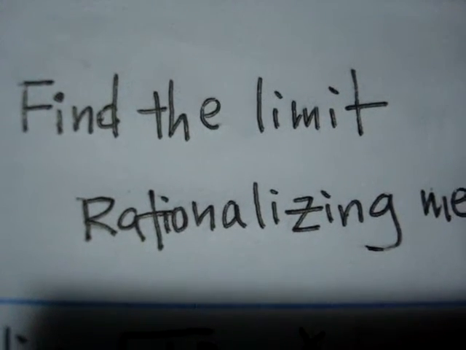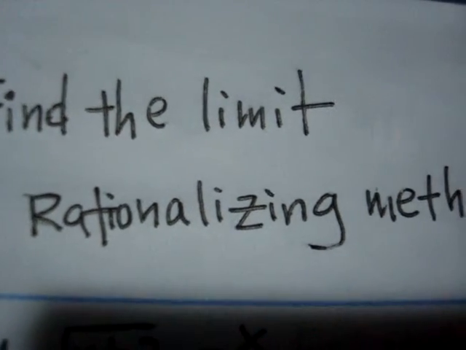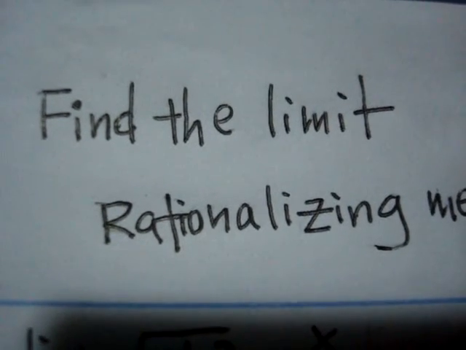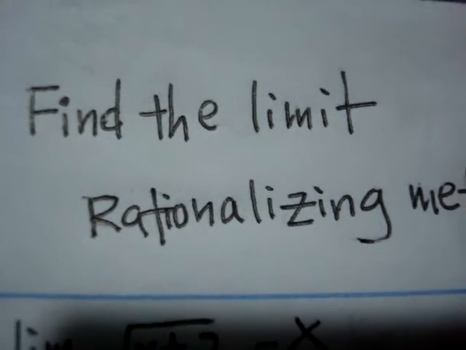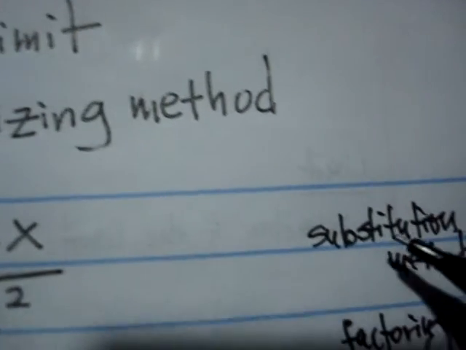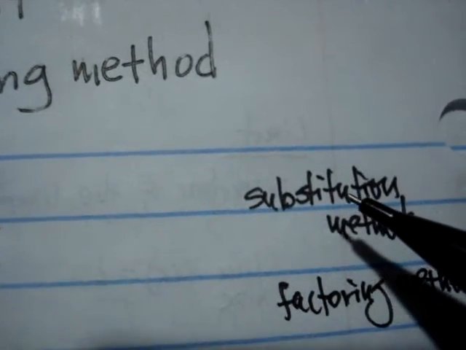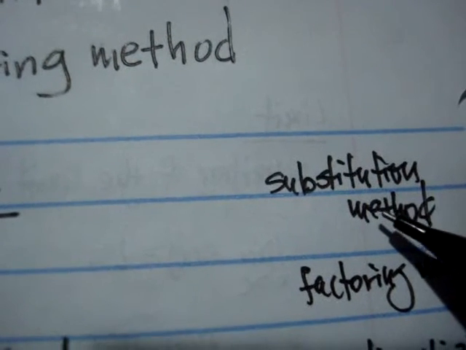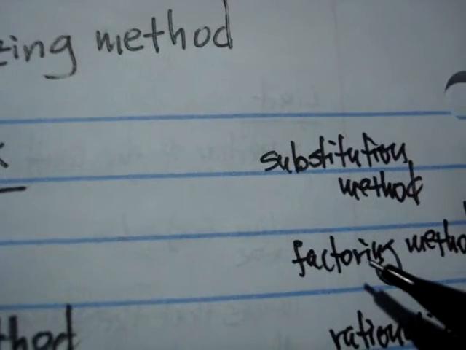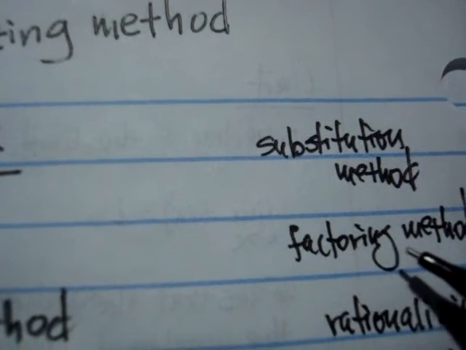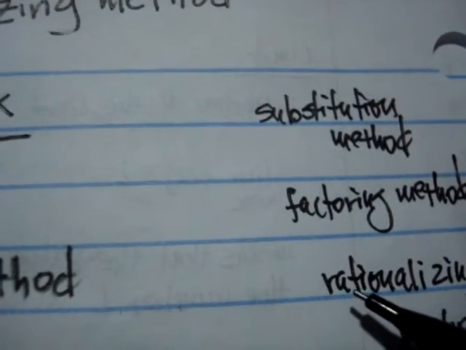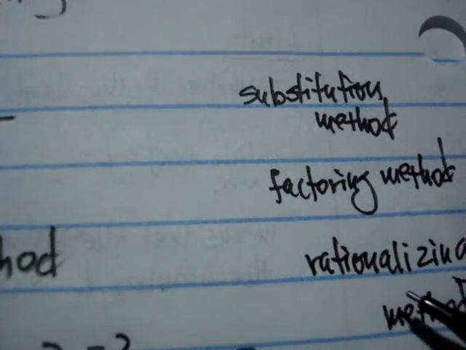Find the limit by using the rationalizing method. Every time you try to find the limit of a given problem, you have to get into the notion of these three methods. The first method you should try is the substitution method. If the substitution method doesn't work, you need to try the second method, which is called the factoring method. And if the factoring method doesn't work, then the rationalizing method should be utilized.